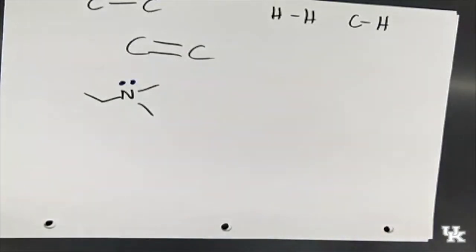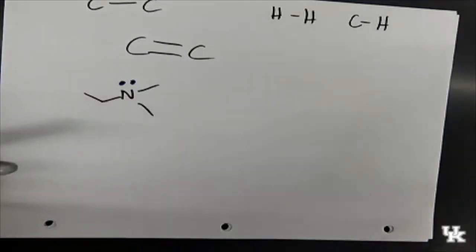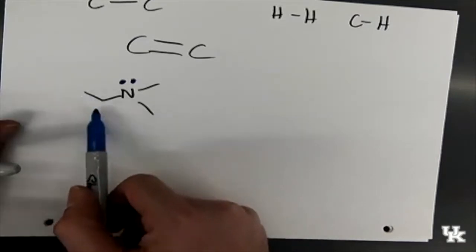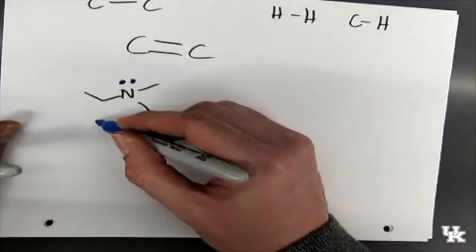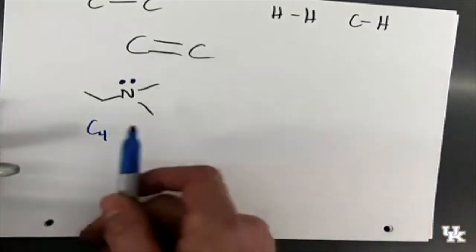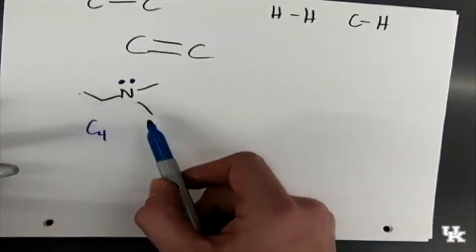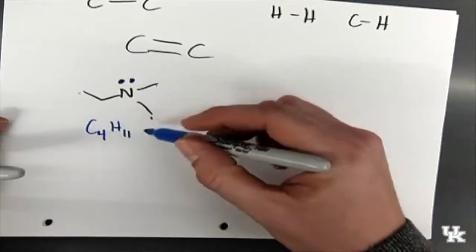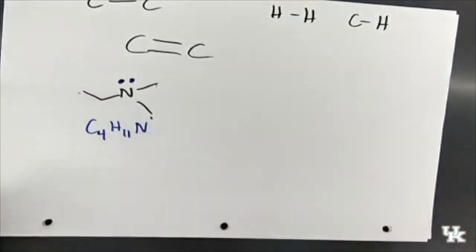Sometimes, if it's an important question or I'm trying to keep everything straight, I'll just go ahead and write the formula out. So in this case, it's C1, 2, 3, 4, C4, H3, 5, 8, 11, N. Right? So that way you can look at that, you can say, did I have it right, did I have it wrong? And you can know if you need to be thinking about charges or not.